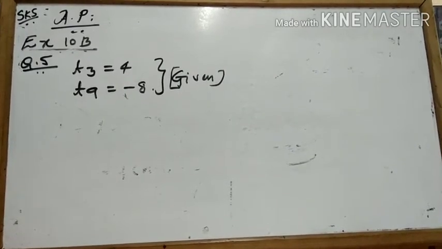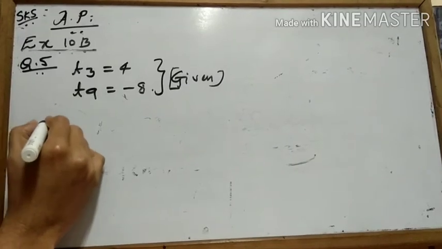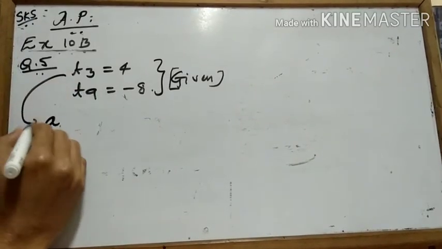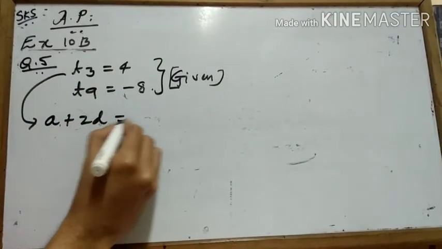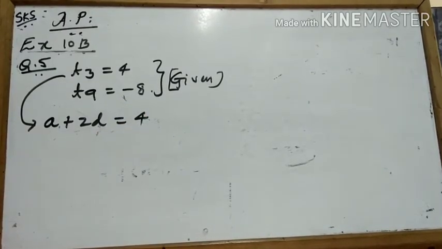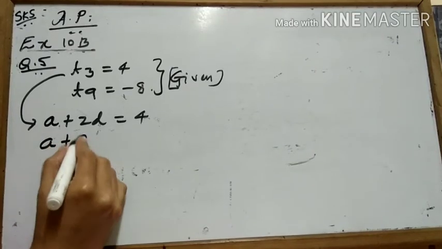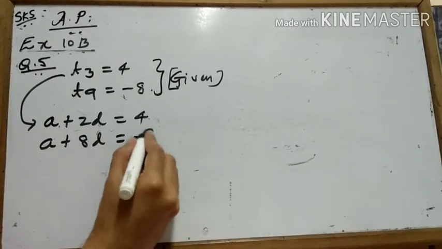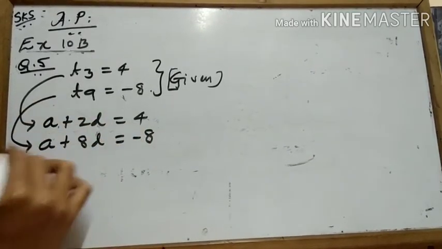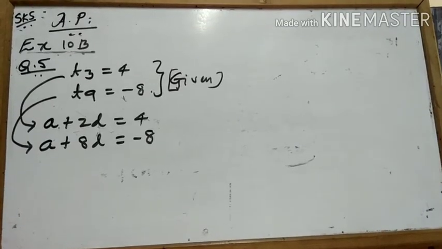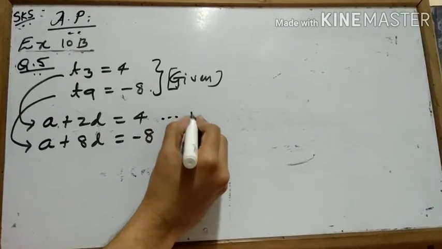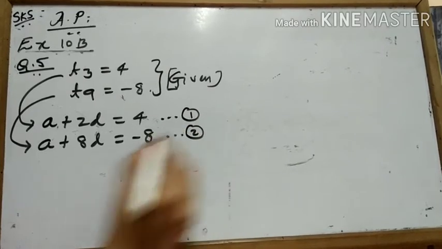So first of all, T3 is given to us as 4. So I can say A plus 2D is equal to 4. T9 is equal to negative 8, so I can say A plus 8D is equal to negative 8. I hope you remember the previous things which we did. Now say this is my equation number 1, this is my equation number 2.